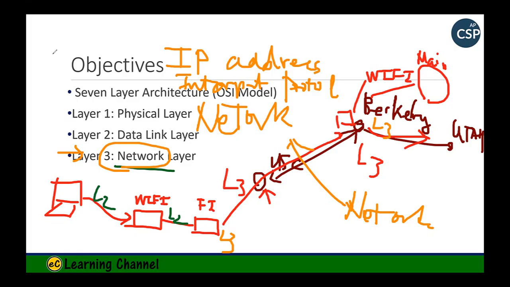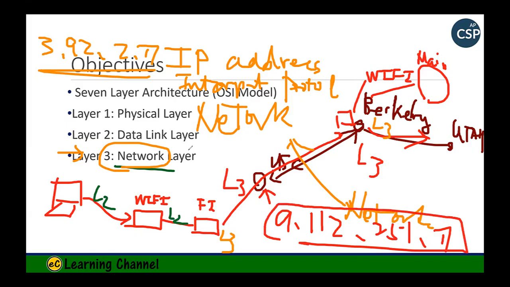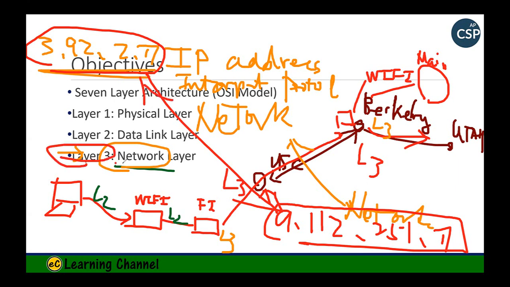So USC may have 3.92.2.7. This is the IP address for USC. Then it connects to Berkeley. Berkeley may have 9.112.251.7. So this is Berkeley's IP address. From one IP address talking to another IP address, this is level 3. That's the network protocol that requires an IP address. Is that okay so far?